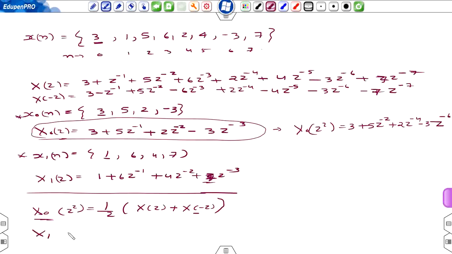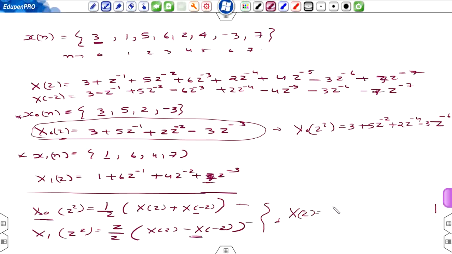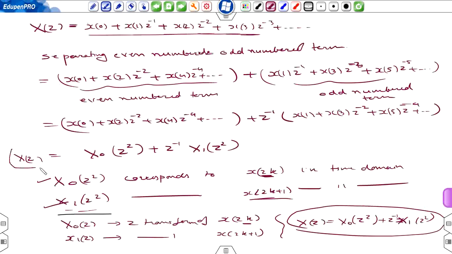Similarly, X1(z^2) can be written as z by 2 times X(z) minus X(-z). Okay, so combining these two equations, z will be transferred to the left hand side and it will become z inverse. So X(z) will be given by X0(z^2) plus z inverse X1(z^2). Okay, so this identity is valid.